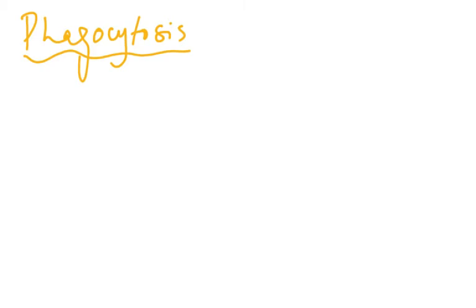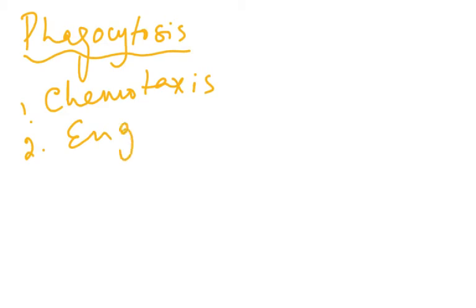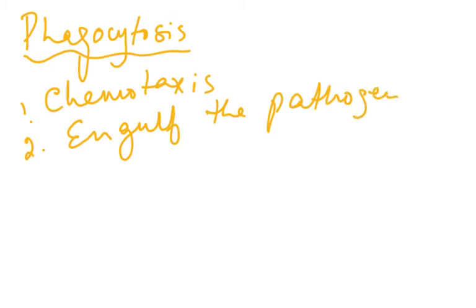So an overview of phagocytosis is: first there is going to be chemotaxis, where the neutrophil is going to move out. Number two, it is going to engulf the pathogen. Then the lysosomes are going to release enzymes.